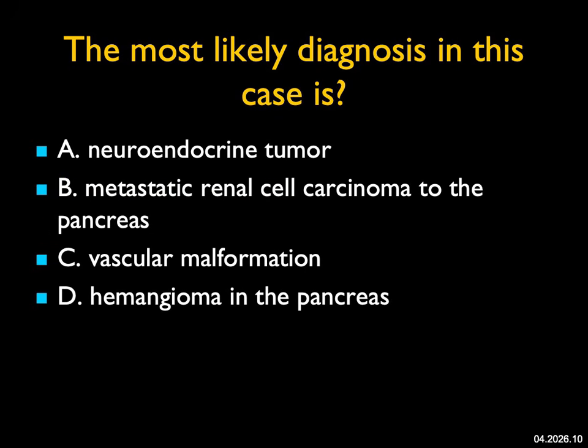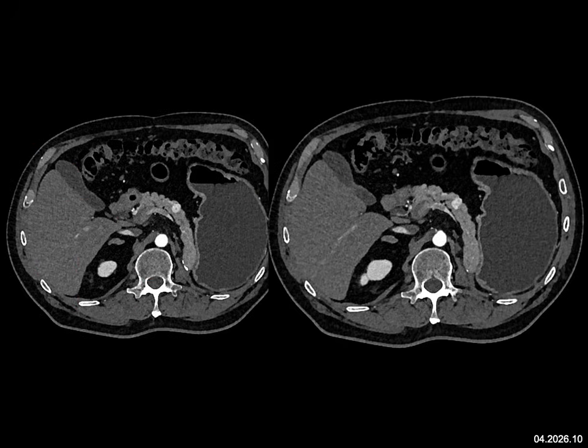The most likely diagnosis in this case, well, in the body of the pancreas is about a 1 centimeter vascular lesion. In most patients, I would look at this and say neuroendocrine tumor. But if you look, there's clips by the left renal bed, and the pancreas falls posteriorly, as does the stomach, because the patient had a left nephrectomy and splenectomy. So this is not a vascular malformation. It's not a hemangioma. This is a classic example of metastatic renal cell carcinoma to the pancreas.